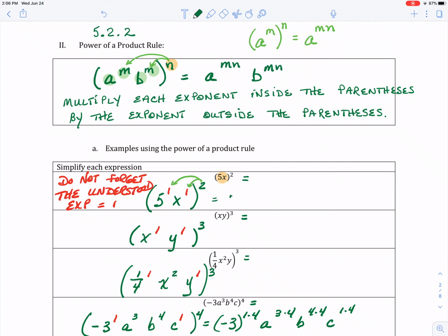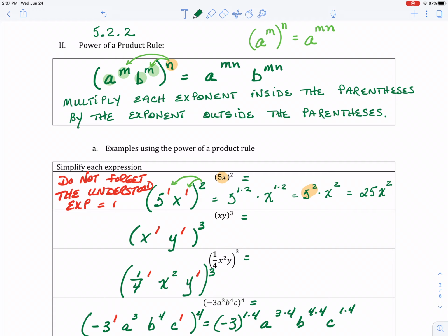All right, so it's going to look like this. I'll go ahead and write it all down so you can see where everything is coming from. So this becomes 5 to the second times x to the second, and then of course this numeric part, 5 squared, I need to go ahead and finish that out, do the math, and so it becomes 25x squared.